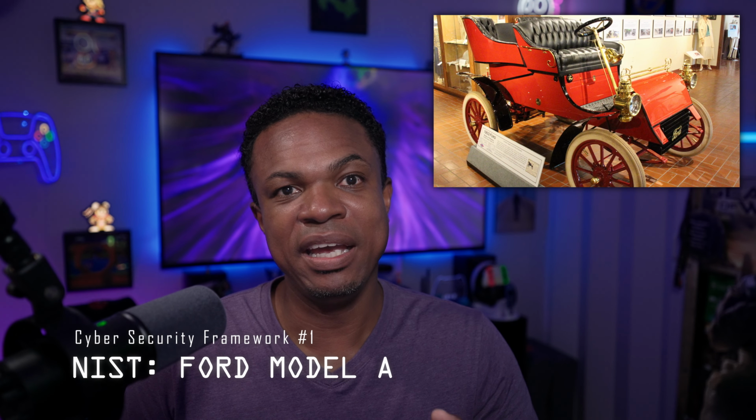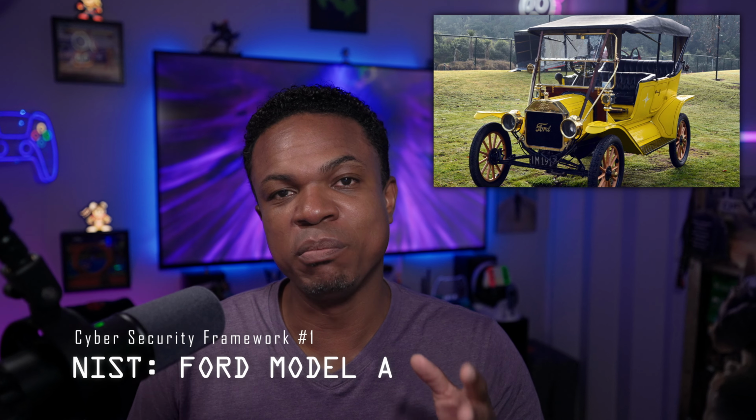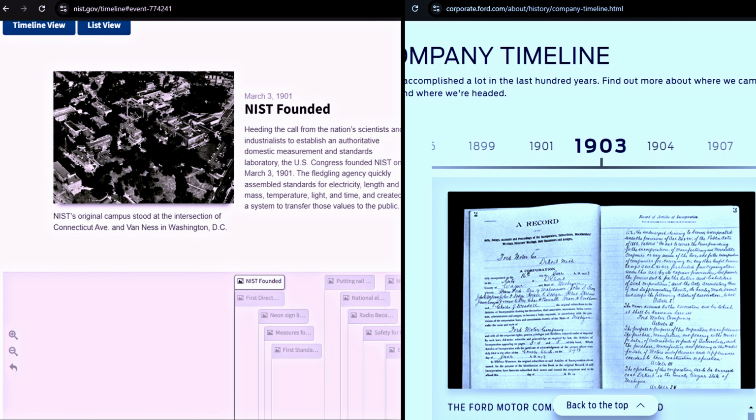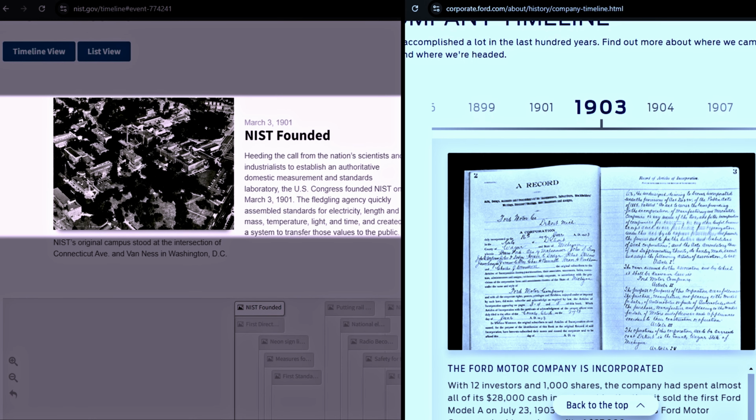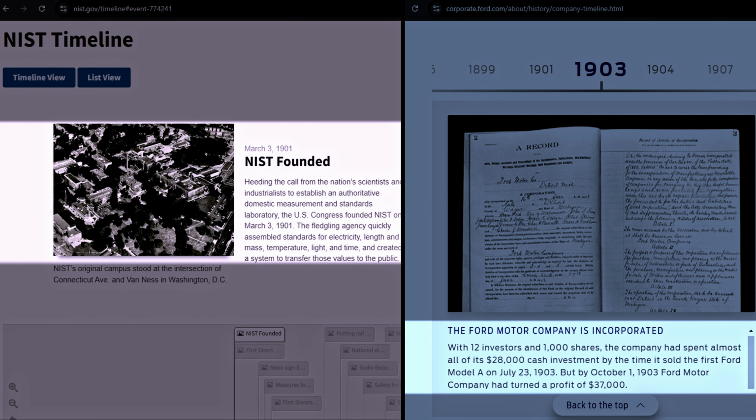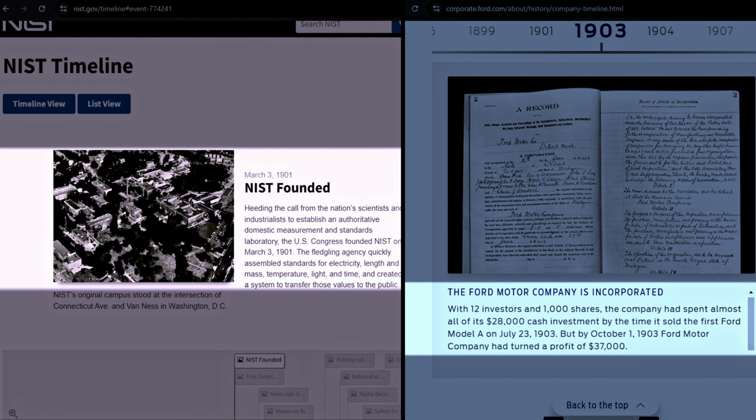Now, the Ford Model A was the first car produced by the Ford Motor Company, which later evolved to the Model T, becoming one of the most reliable and widely used vehicles of its time. Now, interestingly enough, they were both born within the same decade, as NIST was founded in 1901 and the first Model A was sold in 1903.